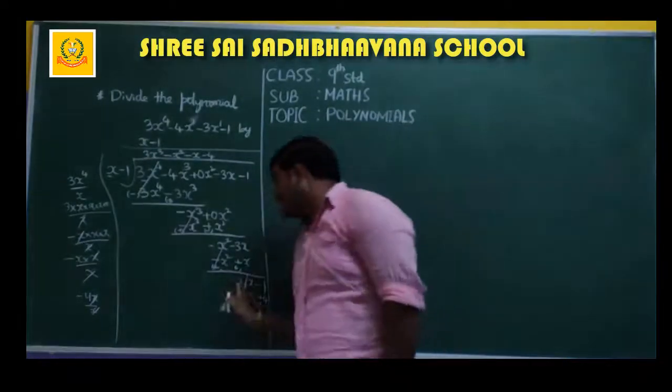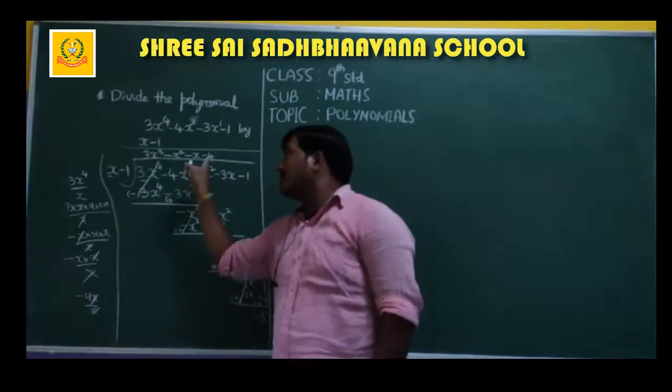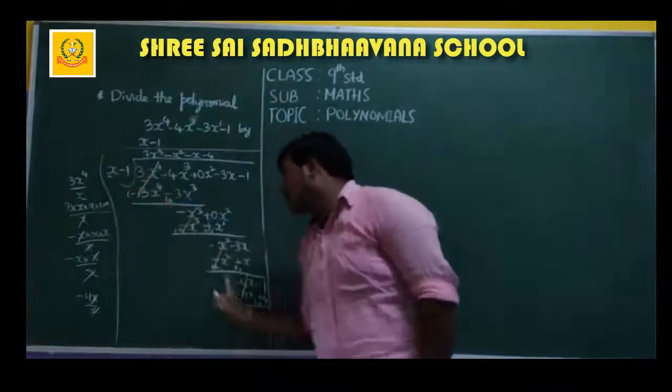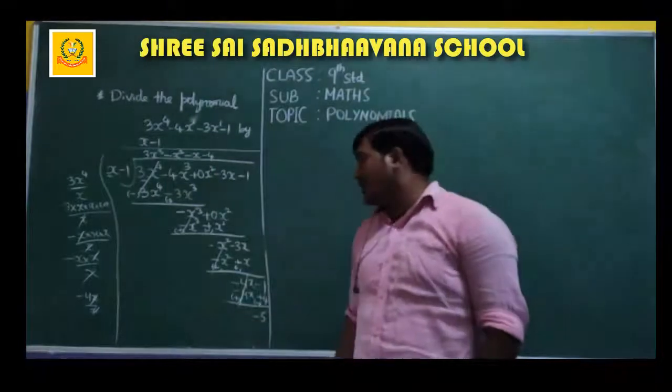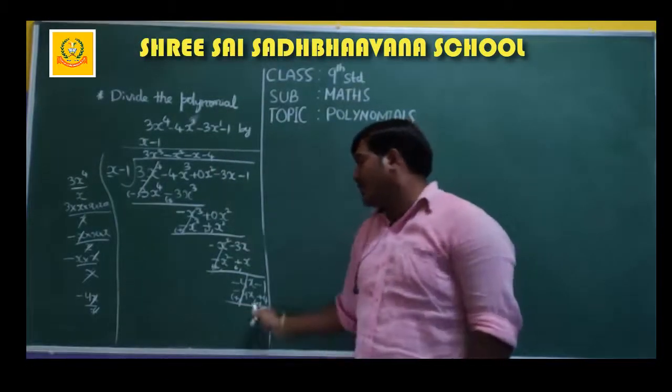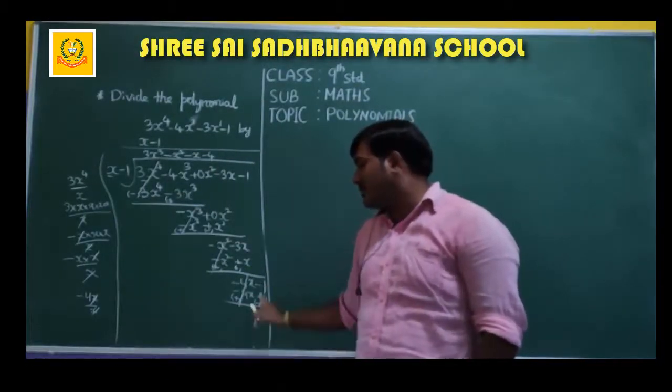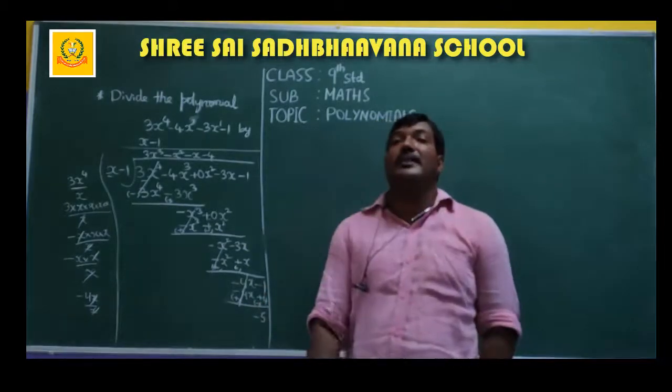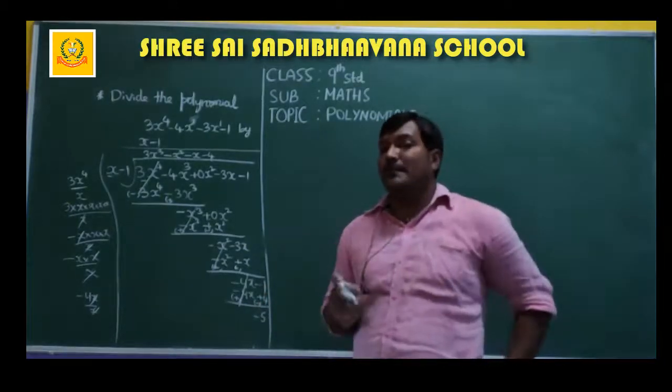So now minus 4x by x, x will get cancelled, you will get minus 4. Minus 4 into x is minus 4x, minus 4 into minus 1 is plus 4. Okay, and subtract, this will get cancelled, you will get minus 1 minus 4 is minus 5. So remainder is minus 5.